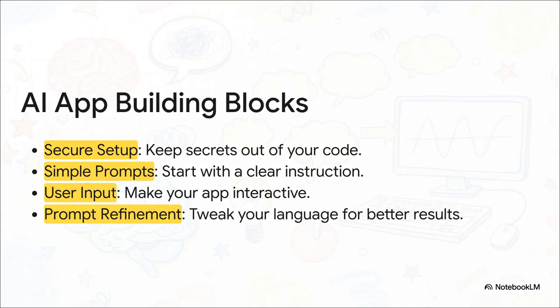Okay, let's quickly recap the core building blocks. First, a secure setup. That's non-negotiable. Second, always start with simple, clear prompts. Third, use input from the user to make your app dynamic. And finally, refine those prompts with firm, specific language. If you can master these 4 steps, you can build pretty much any text-based AI app you can dream up.